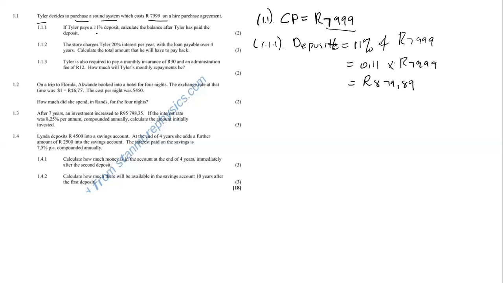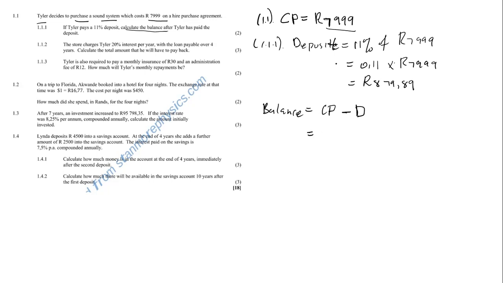But the question said to us, if Tyler pays 11% deposit, calculate the balance after Tyler has paid the deposit. So this is the deposit. This is not the balance paid after deposit. It is the deposit. So we want the balance paid after the deposit. So the balance paid after deposit is going to be the cost price subtract the deposit.